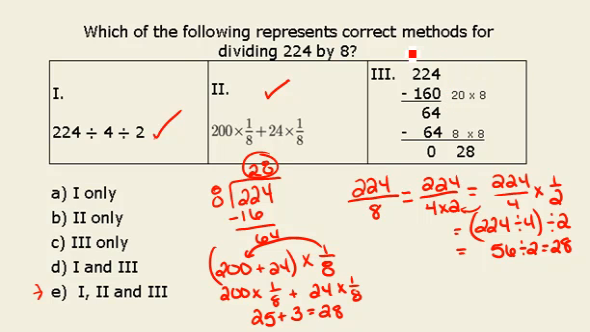Number 3, they used the repeated subtraction algorithm for division. What that is, they're asking how many times can I subtract 8 from 224. And they do that in 2 steps. The first thing they do is they subtract 20 groups of 8, or 160.